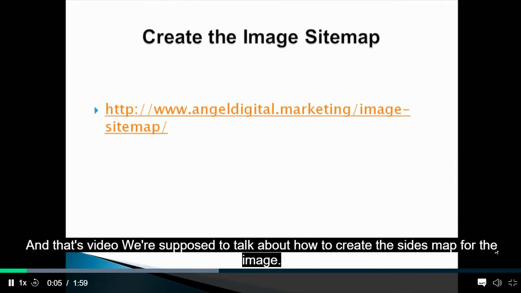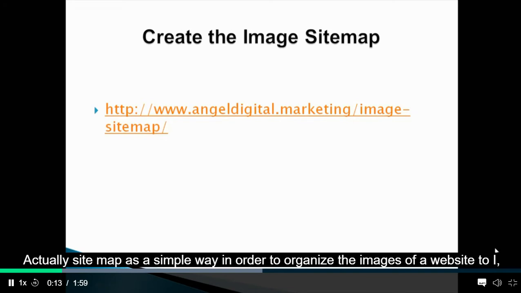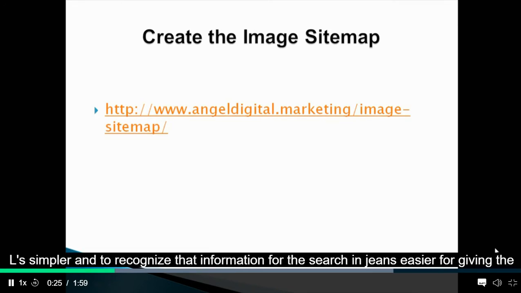In this video we're going to talk about how to create a sitemap for images. Actually, a sitemap is a simple way to organize the images of a website, to identify the URLs more simply, and to make the information easier for search engines to recognize.